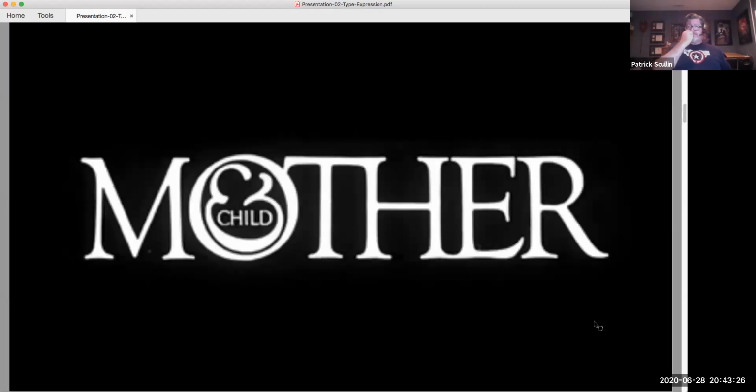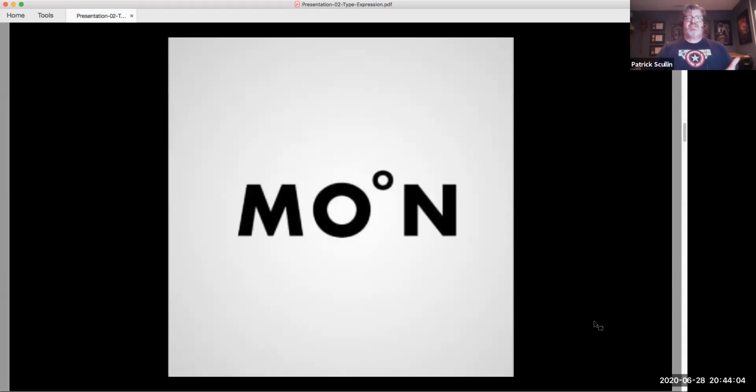Here's an example. This graphic here is the word mother, but look at how the words and child were included into the center of the O. Obviously, this is like a symbolic meaning behind it. You've got these words held inside the O like a baby in a mother's womb. Clever, creative, all done with type. So not only does it literally say mother and child, but it looks like mother and child too, symbolically. And we understand that. Here's another one.